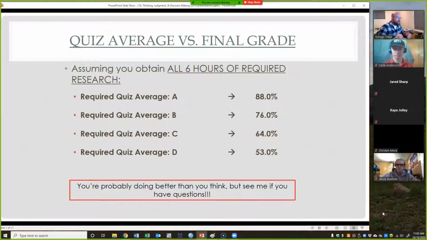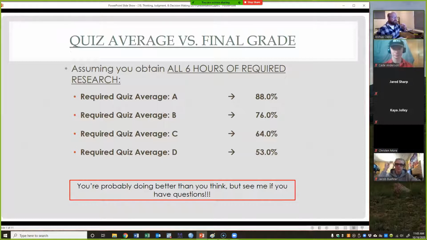Also, if you're still not where you want to be, and your quiz scores have been lower than you would have liked, understand these quizzes are challenging. I'm asking a lot from you to integrate this material. But remember that these hours of research are a big boost, okay? And remember you get to drop a quiz. If you're looking to get an A in the class, and you just get the required 6 hours of research, the average that you need on your quizzes to hit an A is an 88%. So you don't have to have an A average on the quizzes in order to get an A in the class.